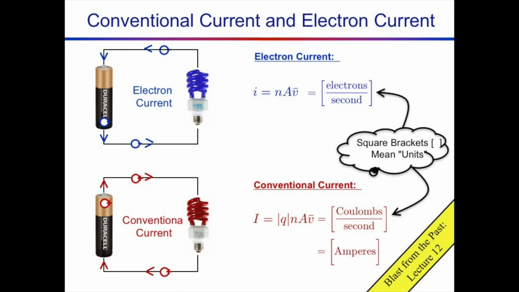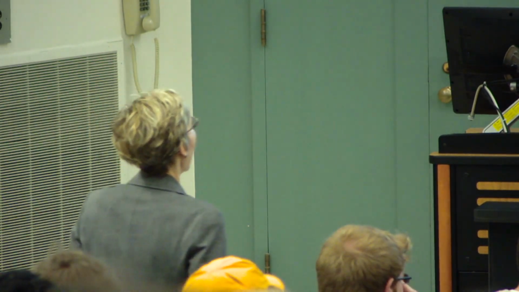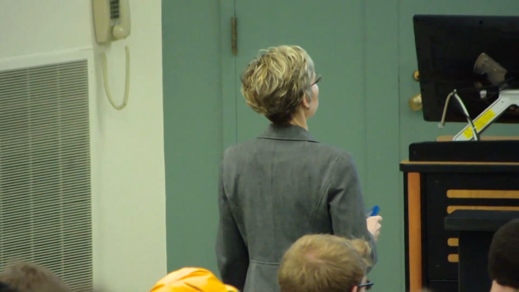All right, so conventional current and electron current, I just want to remind you what these are like. This is directly from lecture 12. In lecture 12, we had electron current, which is the number of electrons per second passing a particular spot in the circuit. And then we saw that to convert that into conventional current, we just needed to multiply by the magnitude of charge on an electron. Okay? And so conventional current is in coulombs per second.